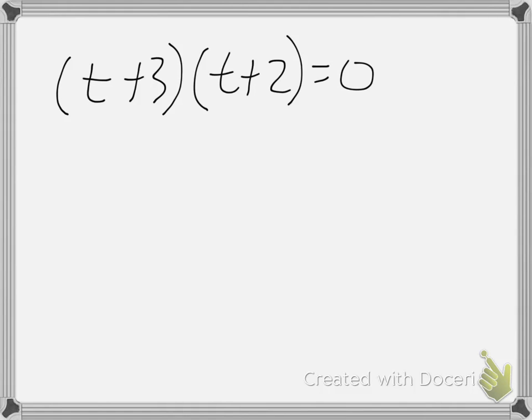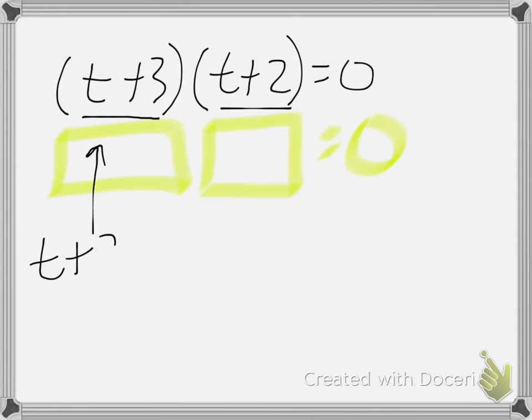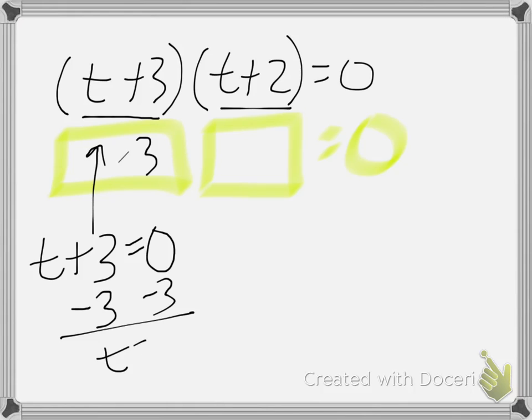Here's another problem. How about this? T plus 3 and T plus 2 equals 0. So I gave you 2 products. So remember, this box times this box equals 0. Either one can equal 0. So I've got to figure out what makes this one equal 0, what makes this one equal 0. Well, this one, T plus 3, let's just say I didn't know that negative 3 would make that 0, okay? So I set it equal to 0, and I solve. Okay, so T equals negative 3.